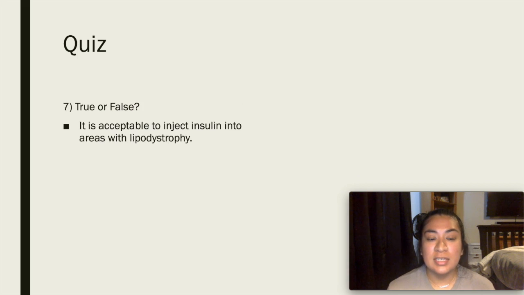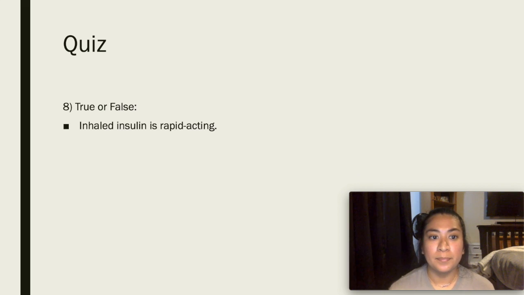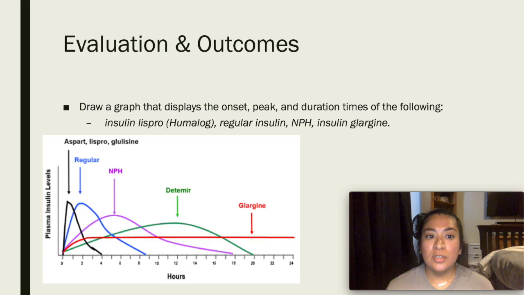True or false? It is acceptable to inject insulin into areas of lipodystrophy. This is false because absorption of insulin can vary. True or false? Inhaled insulin is rapid acting. And this is true. So now I want you guys to draw a graph such as this one, or that looks kind of like this one, that displays the onset, peak, and duration of the following insulins. Insulin Lispro, which will be the rapid acting, regular insulin, NPH, and insulin glargine.